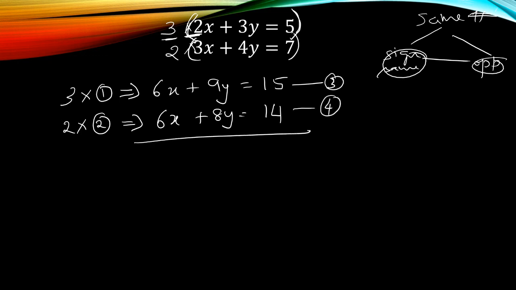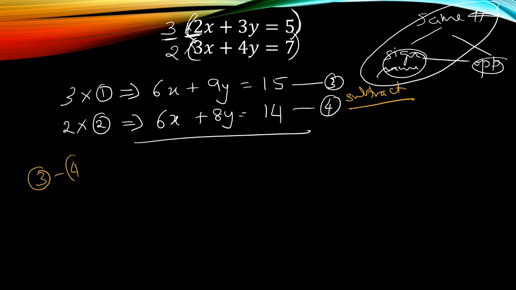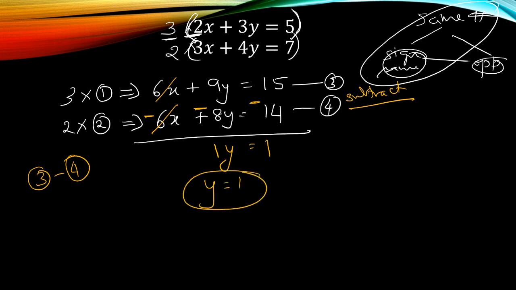This comes under the same sign, same number category, because 6x and 6x are there. So I need to subtract these two equations: equation 3 minus equation 4. If I subtract, 6x minus 6x goes off. 9y minus 8y will be 1y, and 15 minus 14 will be 1. Therefore y equal to 1 is the answer for y.